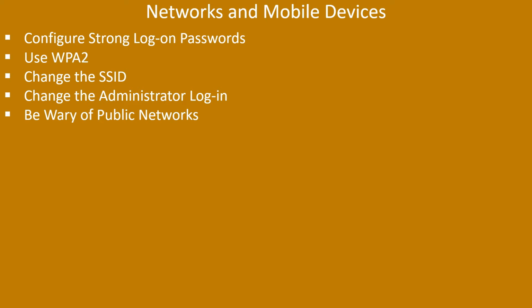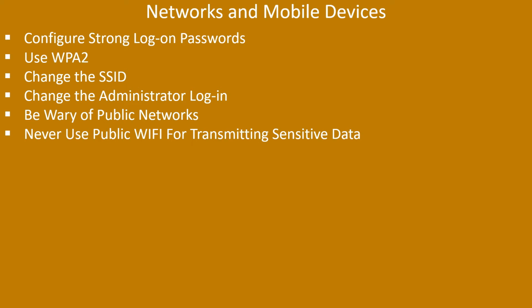An imposter could set up a laptop broadcasting a signal and name it the same as the real network, and you could connect to that, and that would send all of your data through their hotspot, and they could capture it and use it. You should never use public Wi-Fi for transmitting any sensitive data.